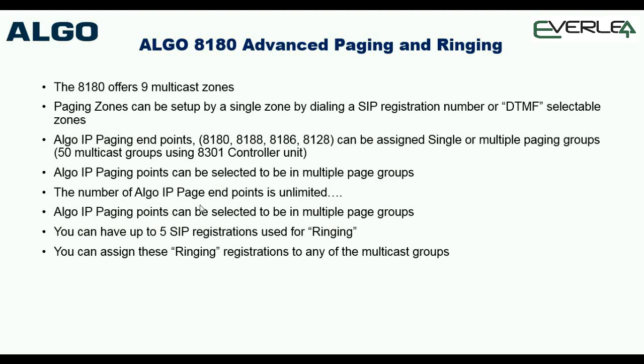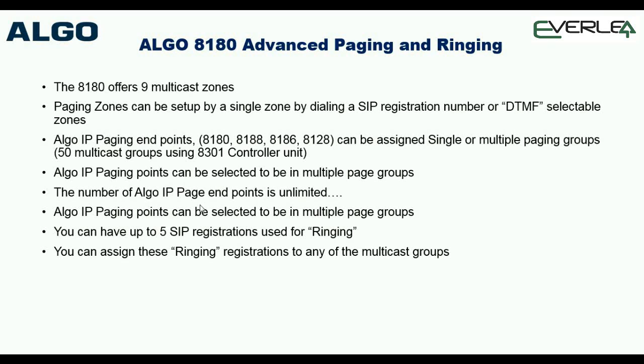You can have up to 5 SIP registrations used for ringing. Okay, now this is quite a handy little extra we've got here. We gave an example where you've got a warehouse that when an incoming call comes in, the Algo will ring. Well, what if we've got 2 different companies, or 2 different departments, sales and service? We could actually have a second SIP registration that will ring in a totally different ringtone.